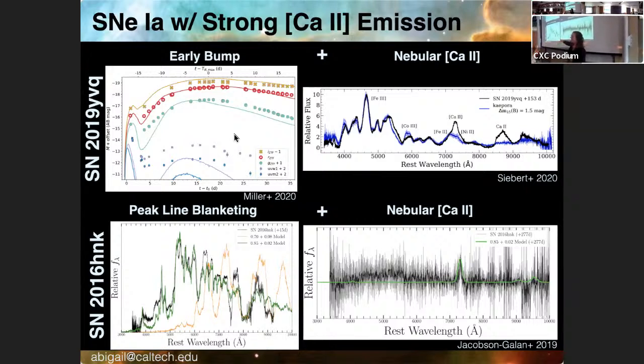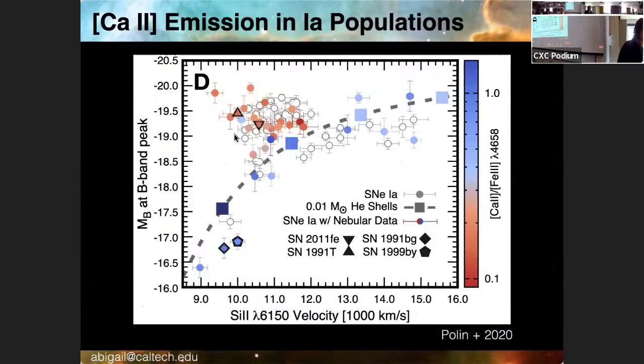There's 2016hnk, which is actually kind of a transition between a 1A and a calcium-rich transient, but this one has the line blending followed by calcium emission. So these both fit really well with the models of the double detonations. So combining these different effects is very powerful. But again, I want something falsifiable. So we can find out, yeah, it still works with the parameter space.